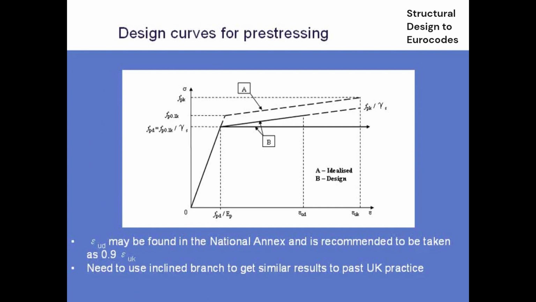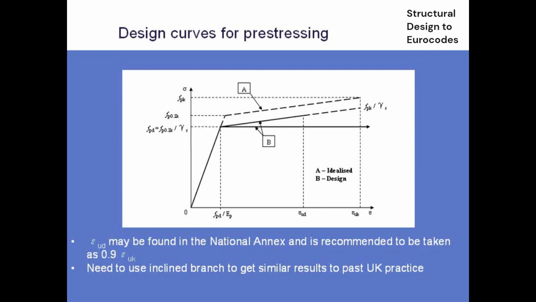And the design curves for pre-stressing look the same as they do for reinforcement. There's a subtle difference though compared to BS500, or not so subtle, but you just don't notice it until you look carefully at it, which is, again, we have a horizontal branch version or one with a rising branch. But in this case, if we want to get an answer which is as economic as BS500, we have to use the rising branch.